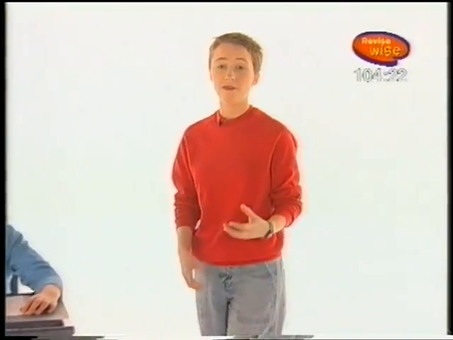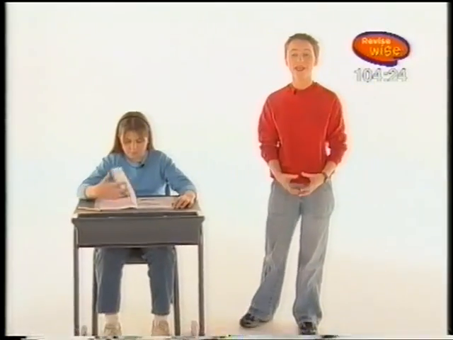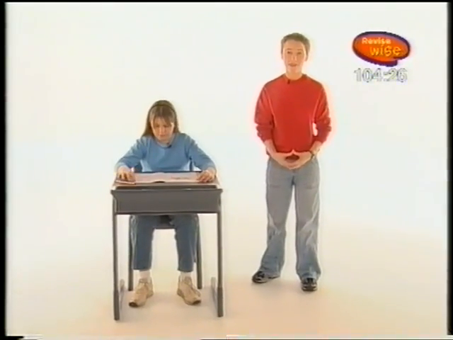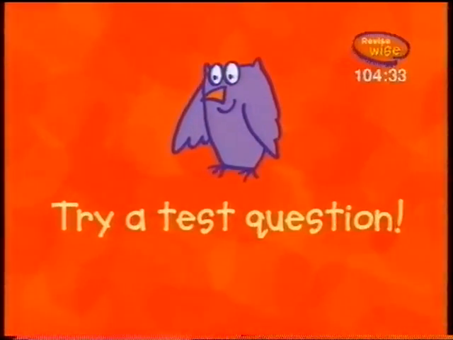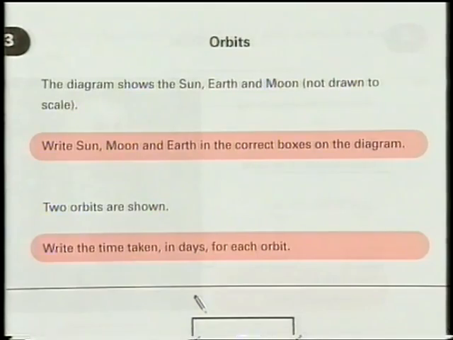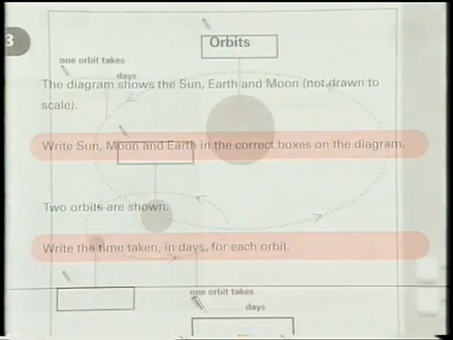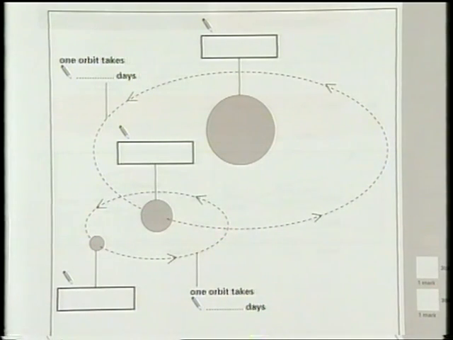In these programmes and in our books, audio tapes and on the internet, we're helping you with your Key Stage 2 science tests. This time we're looking at Earth and beyond. The diagram shows the Sun, Earth and Moon. Write Sun, Moon and Earth into correct boxes on the diagram. Two orbits are shown. Write the time taken in days for each orbit.